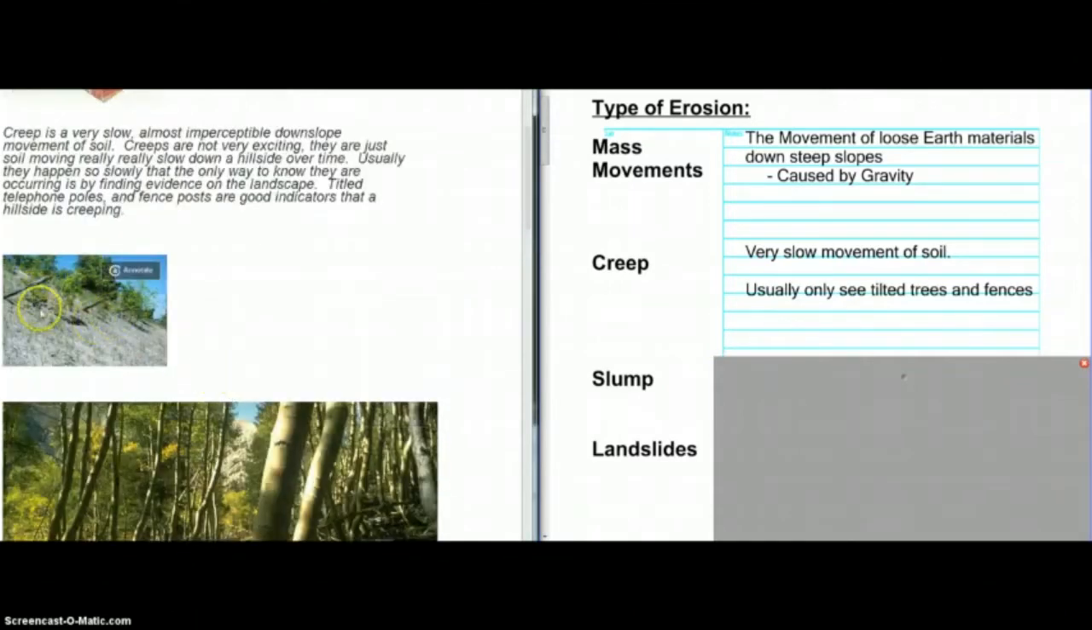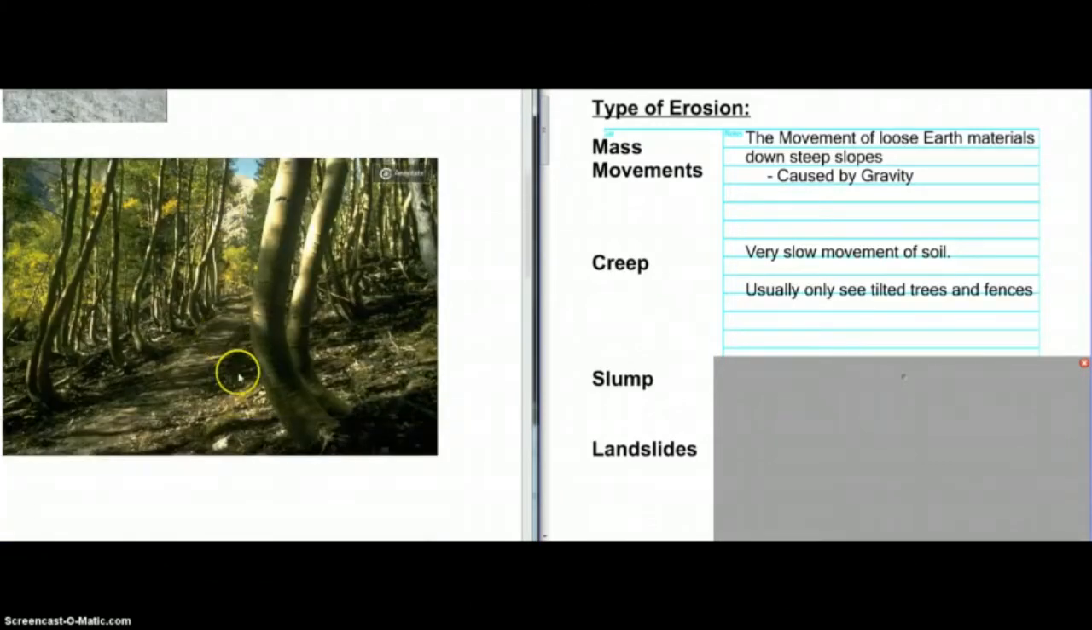Here's a picture of some tilted fence posts as creep happened. This is a very famous forest where all of the trees started growing straight up, but as the soil creeped, they all got tilted sideways, so they had to curve to go back up towards the sky.